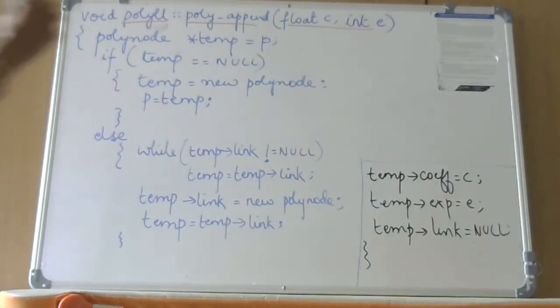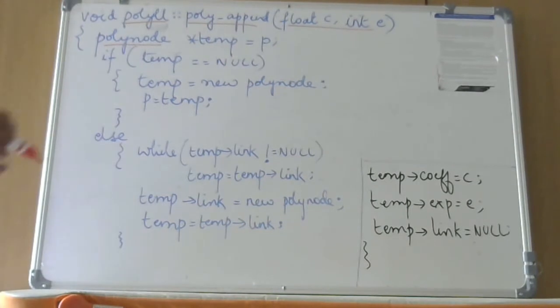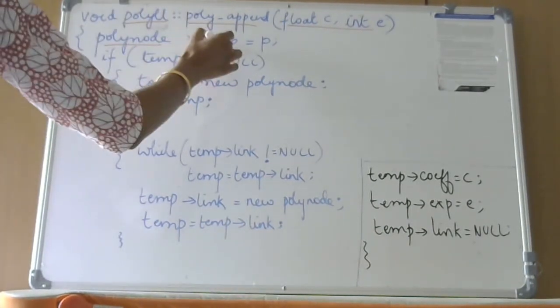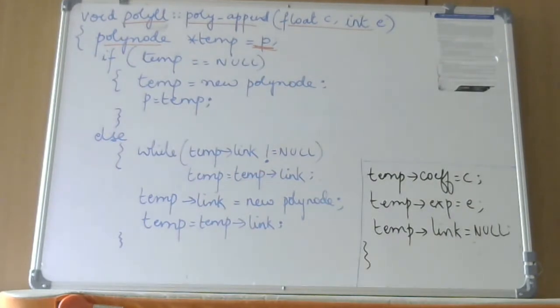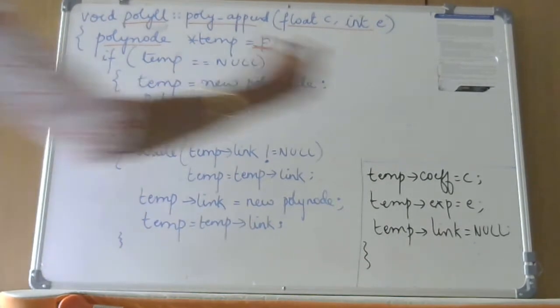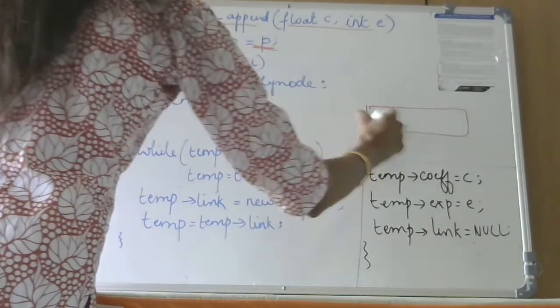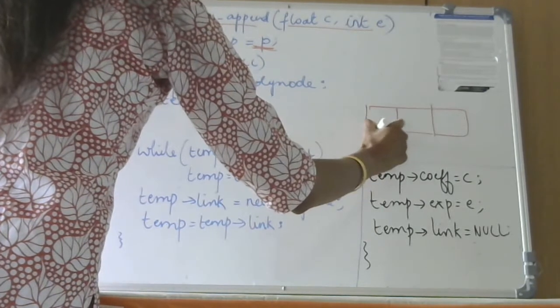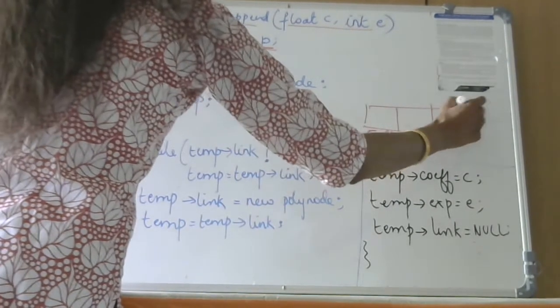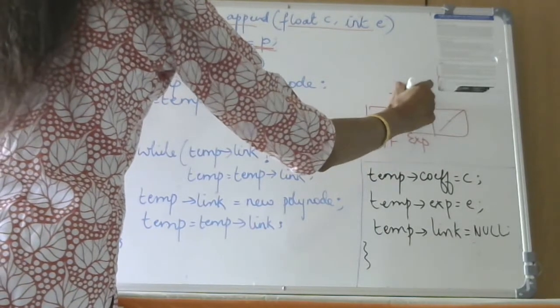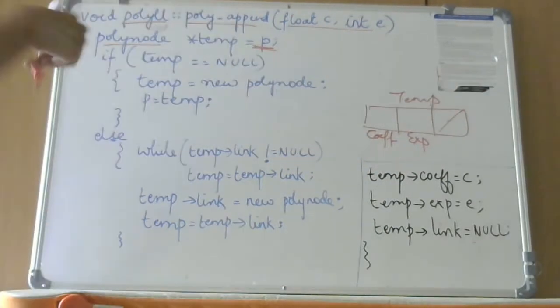Now polynode is a structure that we have already defined. I am taking one pointer, star temp, of the type polynode, initializing it to p. p is our head or the start node. Now when I want to append a particular node, so let us say this is one term that I want to append. So this is my coefficient, this is the power of the exponent, this will be the link to the next node. Suppose I call it as 10. This is my new node that I want to insert.